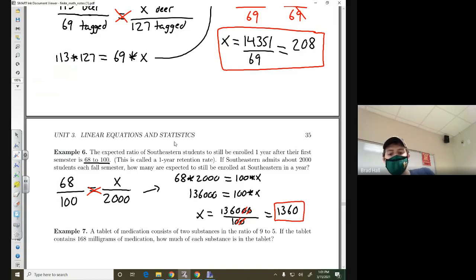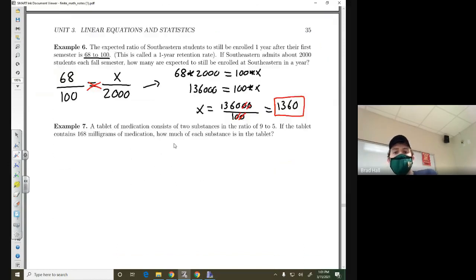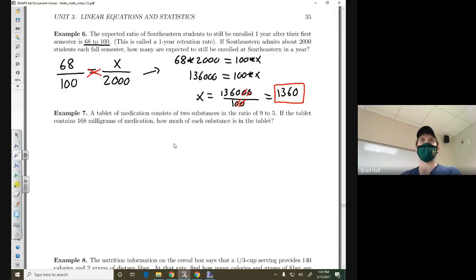Okay, let's move on to example 7, which is probably the first kind of complicated one that we look at. So there's some tablet of medication. There are 2 substances in the ratio of 9 to 5. Oh, okay, well, they told us one for free. Ratio of 9 to 5. And they told us, okay, cool, if the tablet contains 168 milligrams of medication, how much is each substance in the tablet?